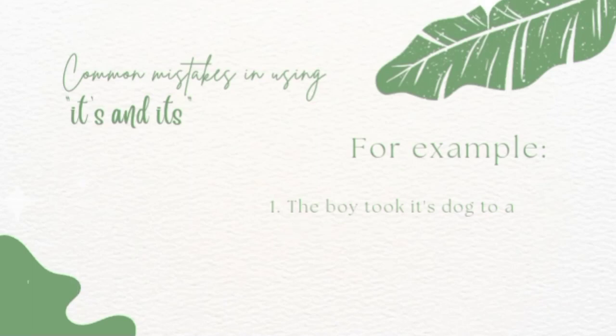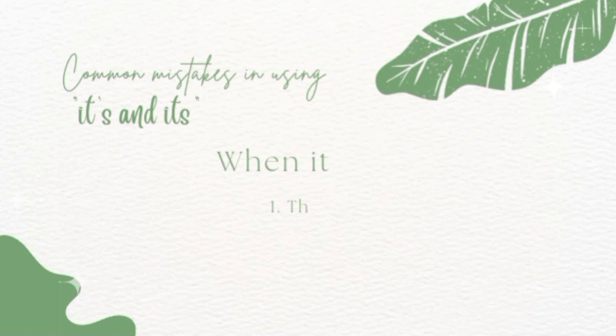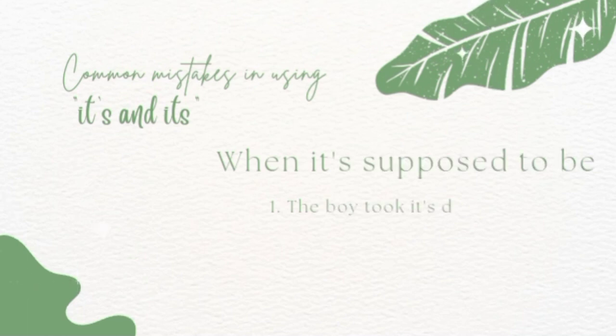Next one is the mistake in using it's with an apostrophe and its without an apostrophe. For example, number 1, the boy took its dog to a park. Number 2, hey, it's raining. These are the correct sentences: the boy took its dog to a park, without an apostrophe, and the second one is hey, it's raining, with an apostrophe.